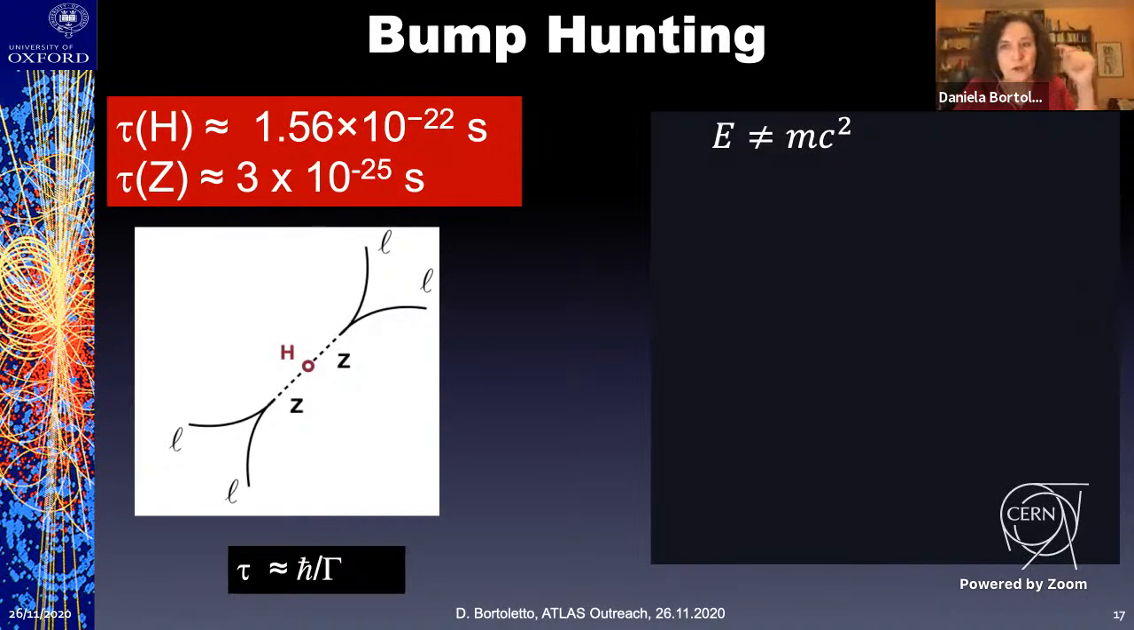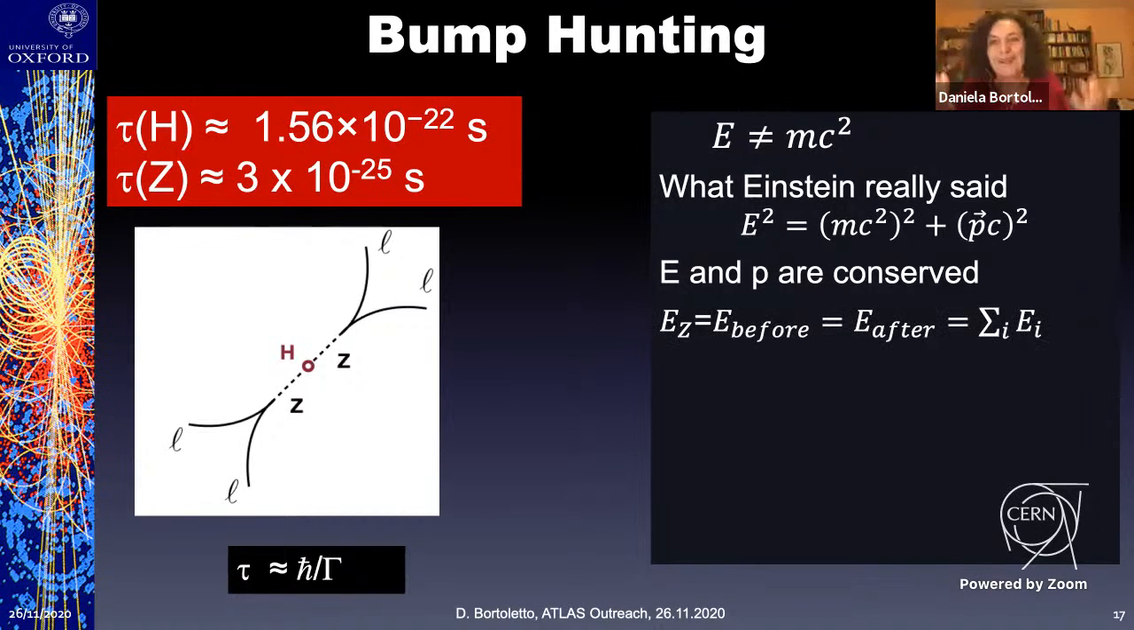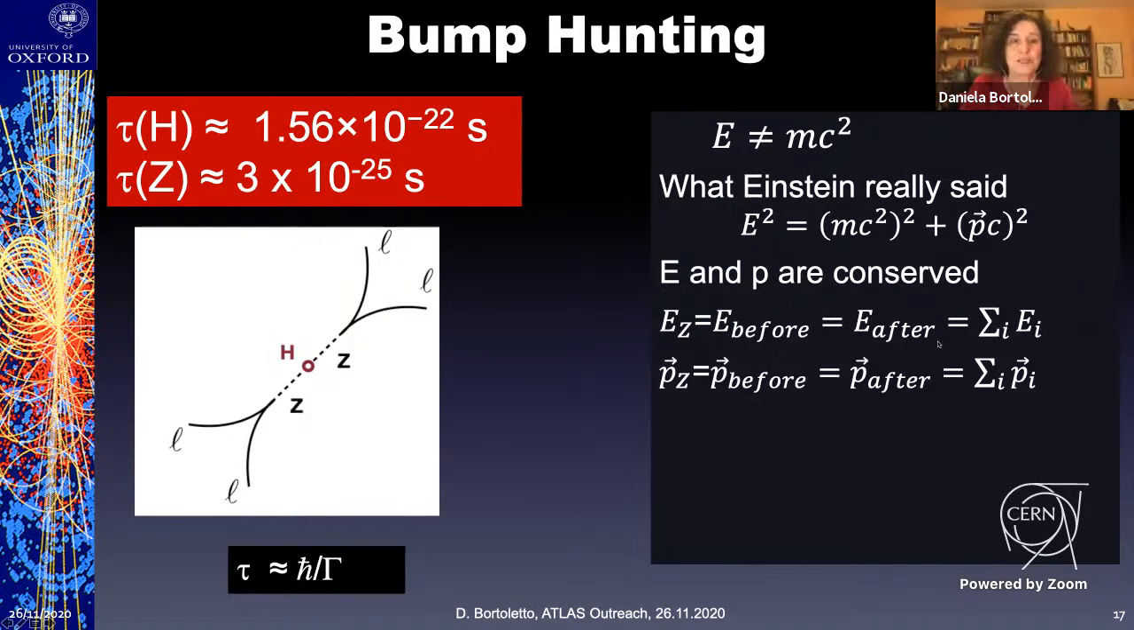And so what you do is use conservation of energy. What Einstein said is that the energy squared of a particle is equal to its mass squared plus its kinetic energy. If the energy and the momentum are conserved, as you learn in any physics class, then by measuring the decay products of the Z, you find that the energy the Z had before decaying and the momentum the Z had before decaying are equal to the energy and momentum of the particles that the Z decayed into.